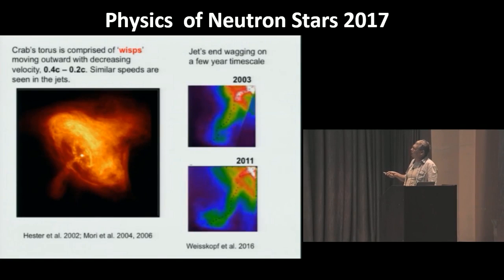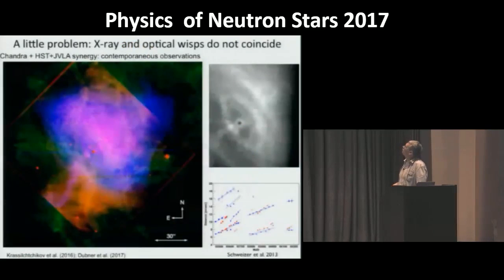These are not the only motions in the pulsar wind nebula, because it happens that on somewhat larger time scale, this jet is also kind of wiggling. The motion of this jet is sort of consistent with a rotating helix and a time scale of a few years. So you can look at the Weisskopf papers, right?